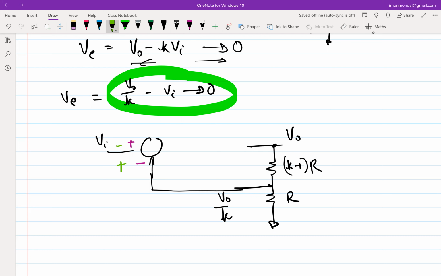Feedback has to be negative. Otherwise, this will increase. Correct. Feedback has to be negative. And how will you ensure feedback has to be negative? We haven't yet closed the loop. So essentially, first we have to close the loop.